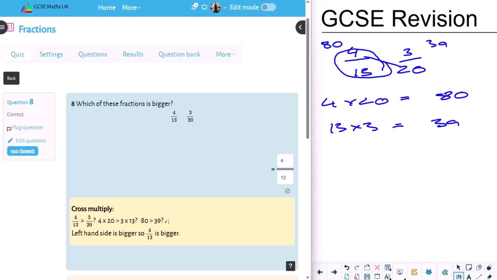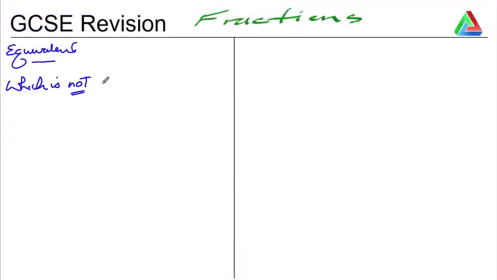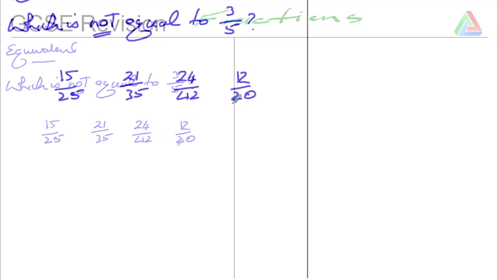All right, equivalent fractions. So equal fractions, very, very simple. Which is not equal to 3/5? And then you get a list of fractions, and you've got to find out, obviously, which one is not equal to 3/5. There's a couple of ways of doing this.